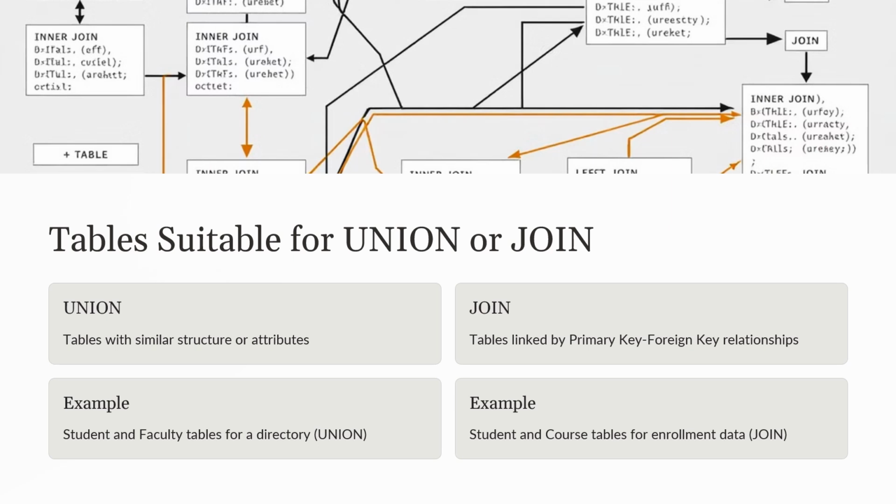While for join, we use join only when tables are linked by primary key and foreign key. The example can be connecting students and courses to track enrollment. In this one, we will join student and course on the enrollment, for example, using the enrollment course ID and the course ID to merge them together.